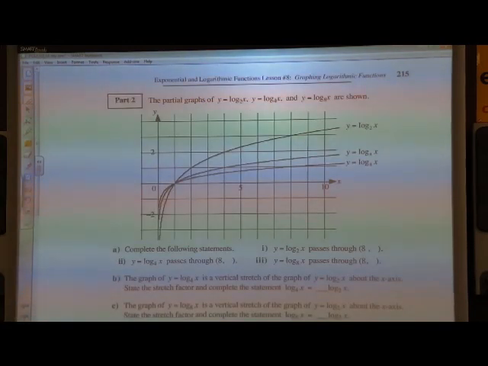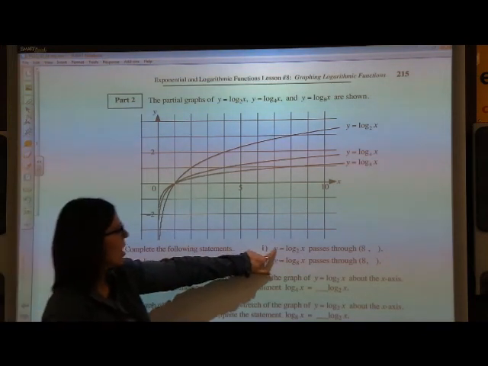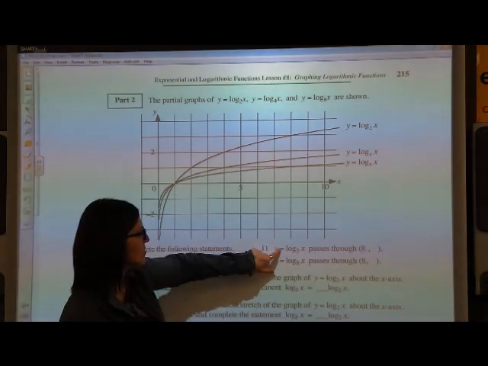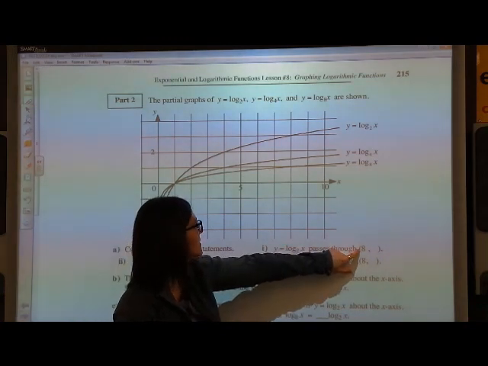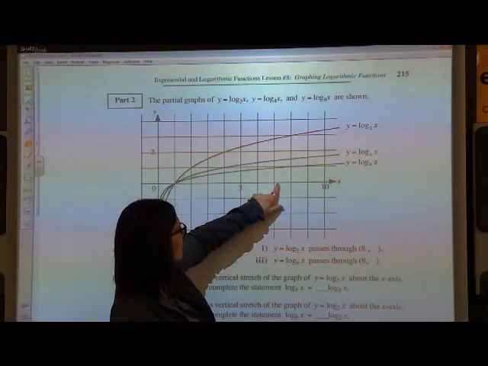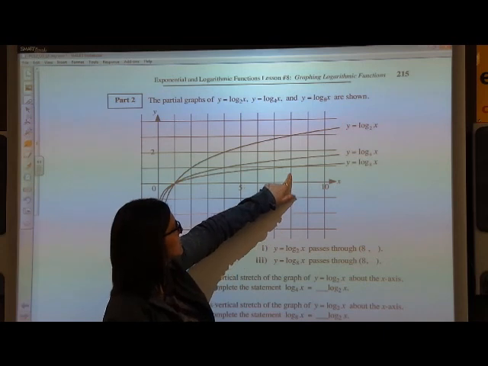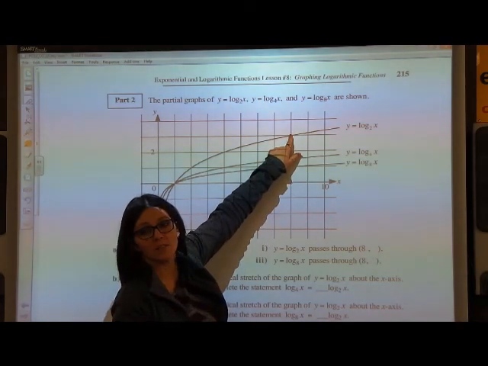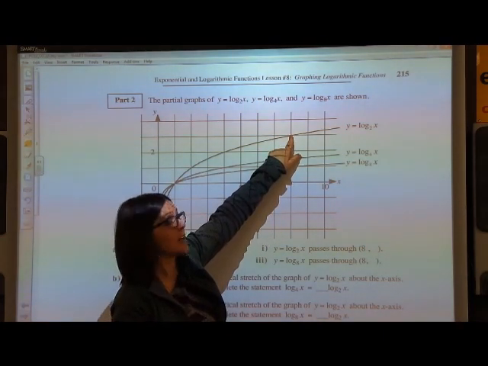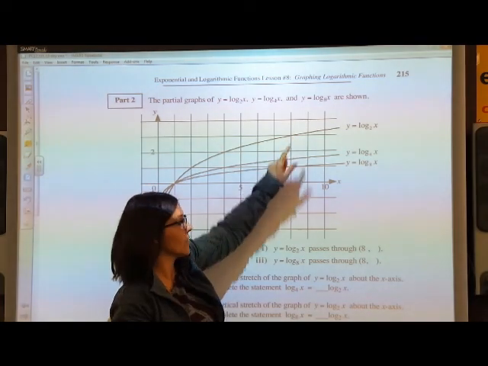Following page, we look at 3 graphs: log base 2 of x, log base 4 of x, and log base 8 of x. It says, complete the following statement. Log base 2 of x passes through the point 8 and what? So if I follow over to x being 8, where does it cross? Or what's the y value when x is 8? 3.